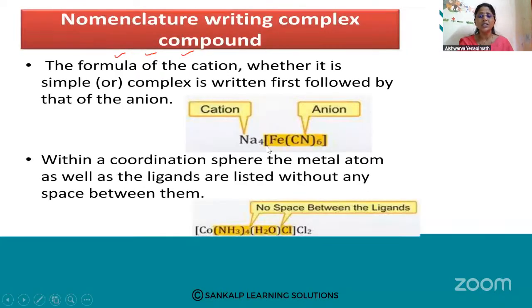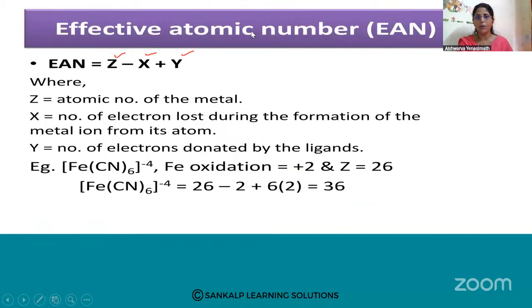So this is about the effective atomic number. Let us try to understand this by taking some examples, how to calculate the effective atomic number. Fine. Okay. So see here.